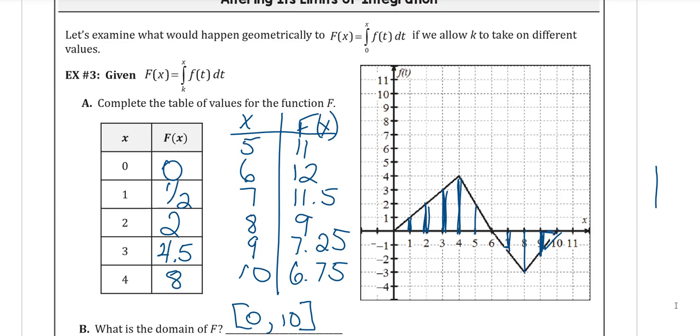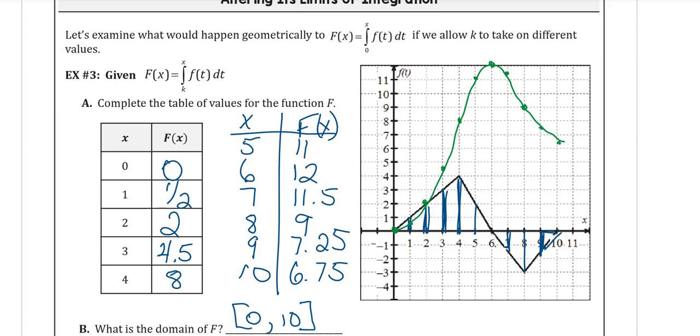Let me draw it in another color. I've been using blue, so let me use green. I'm just going to plot all these points. Okay, so there's the graph. I just went ahead and plotted those real quick, and that's what our F of x looks like. Now we're going to answer some questions about it. So where is the 0 of F of x?